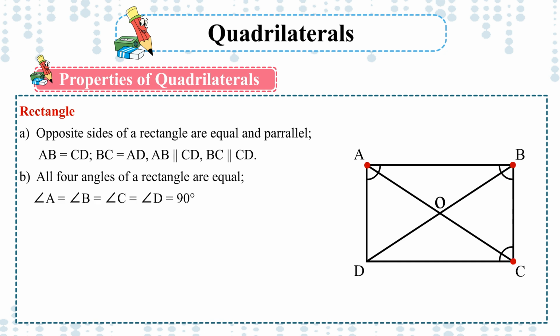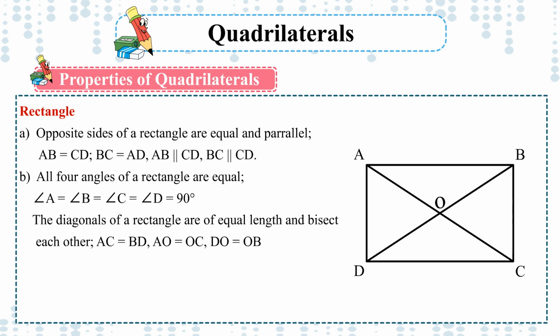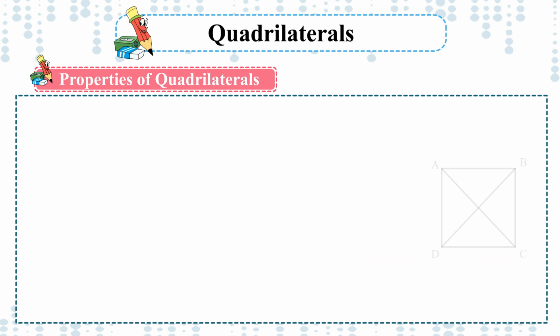Angle A is equal to angle B is equal to angle C is equal to angle D is equal to 90 degrees. C. The diagonals of a rectangle are of equal length and bisect each other. AC is equal to BD. AO is equal to OC. DO is equal to OB.